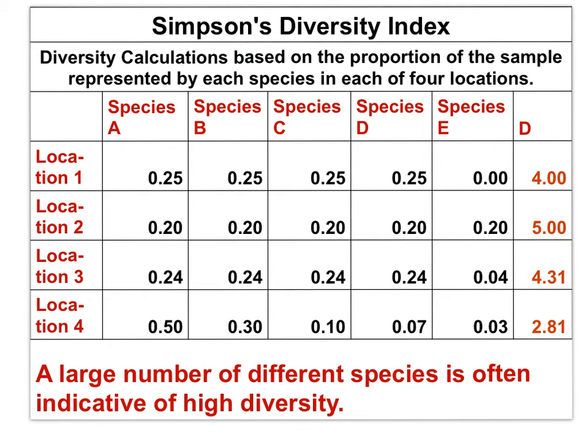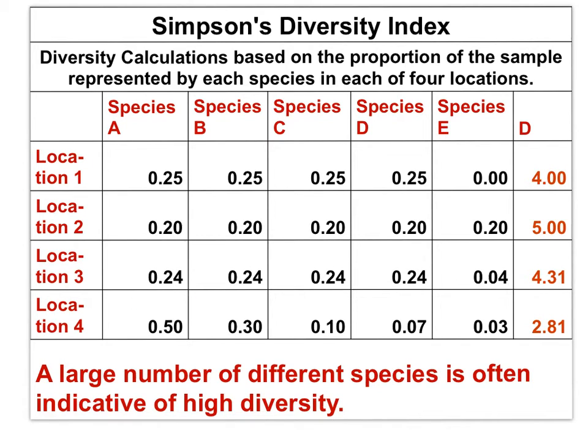Simpson's diversity index can be used to determine which systems are more diverse than others on the basis of the number of different species, species richness, and the relative abundance of those species, evenness. Ecosystem 2 is most diverse because it has 5 species, unlike ecosystem 1, and all 5 are equally abundant. Ecosystem 4 is least diverse because while it does have 5 species, 1 species dominates the ecosystem.